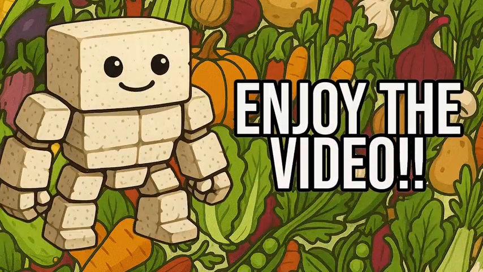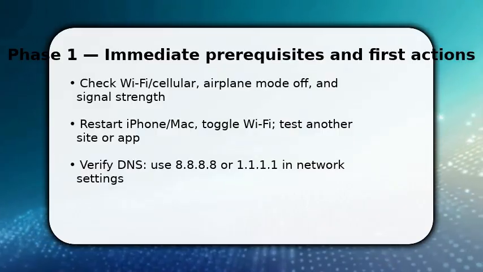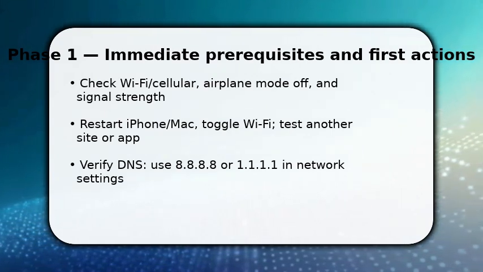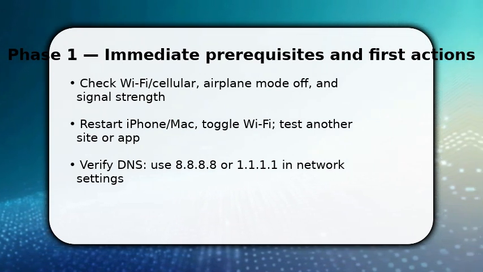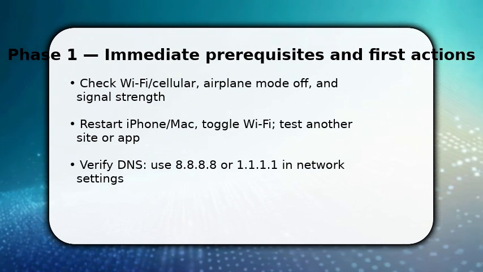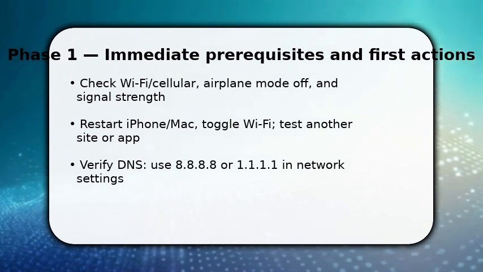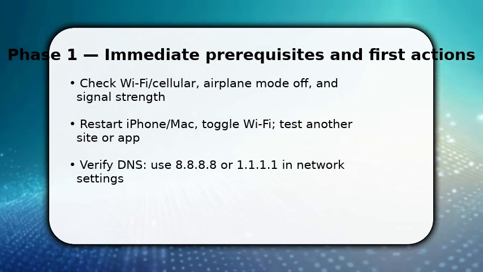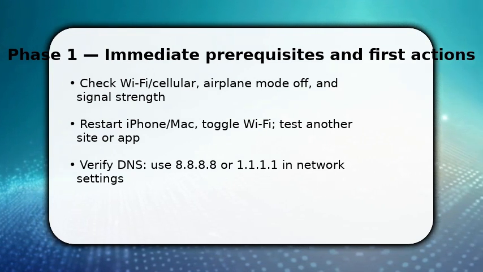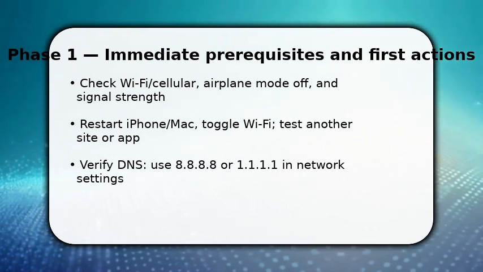Please enjoy the video. You begin by confirming essentials and adjusting DNS because many "server cannot be found" errors come from network or name resolution issues. First, restart your device and toggle Wi-Fi. This clears transient glitches. Once done, switch to a known DNS like 8.8.8.8 or 1.1.1.1 in your router or device settings to bypass bad ISP records.